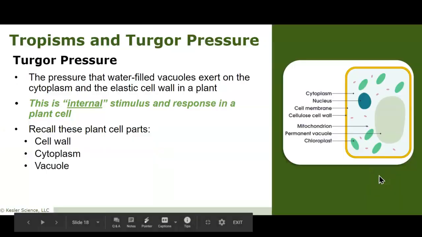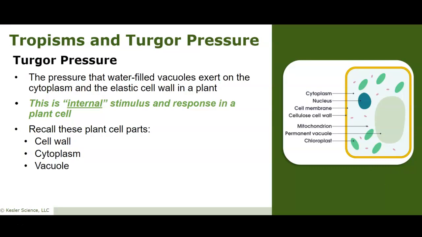Please put it here. Now, turgor pressure. So that is the pressure that water-filled vacuoles, you should remember vacuoles from when we studied cells, exert on the cytoplasm and the elastic cell wall in a plant. And you can remember that plant cells have cell walls, cytoplasm, and vacuoles.